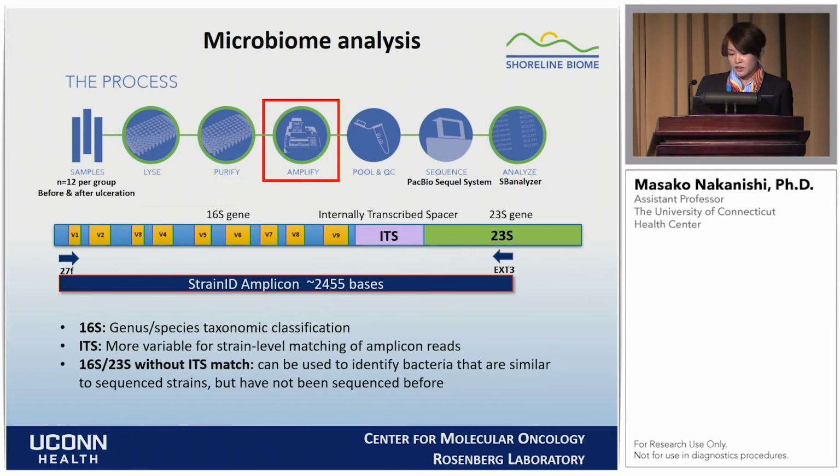The unique thing about strain ID kit is that it amplifies a large amplicon. It generates large amplicon using 27F primers and EXT3 primers. And by sequencing this large amplicon containing 16S gene, internally transcribed spacer, and 23S genes, we were able to get a greater resolution of strain level variations.